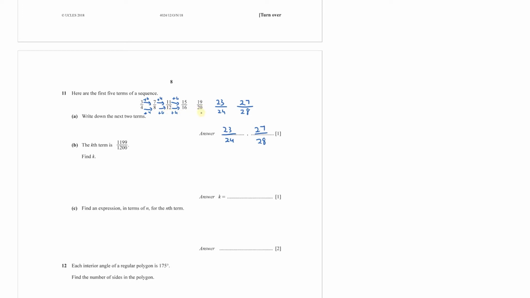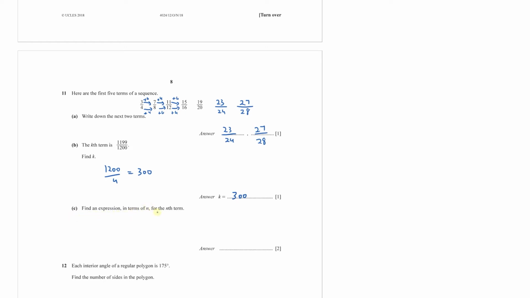So fifth term is what? 20 divided by 4 is 5. So if you divide by 4, you get the term number. If you divide 20 by 4, which is 5, this is the fifth term. So 28 divided by 4 is what? 7. So this is the seventh term. So you're given that the denominator of the kth term is 1200. If you divide 1200 by 4, you will get 300. So this is the 300th term. So the value of k is 300.